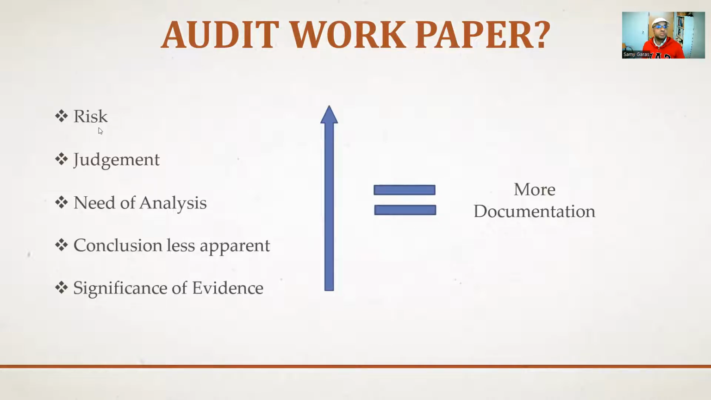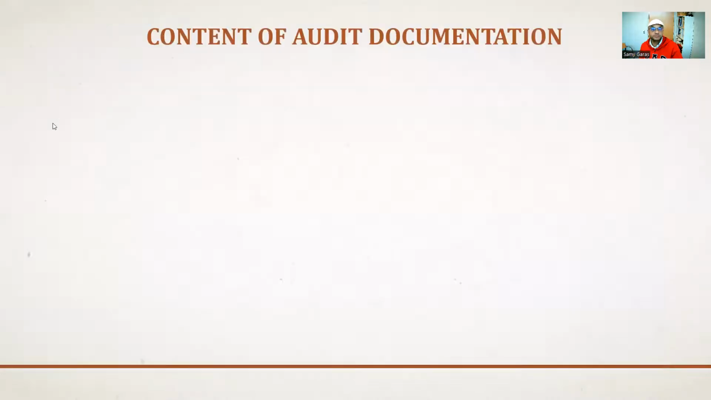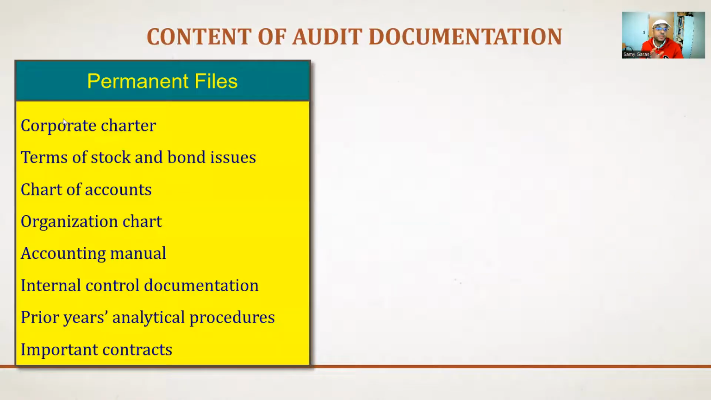When I talk about risk here, if the client has inherent risk, control risk, detection risk, fraud risk, the more risk the auditor assesses, the more documentation he should collect. So the amount of documentation depends on those factors. The content of the audit documentation has two main sections. And this, by the way, I will show you in the next slide.